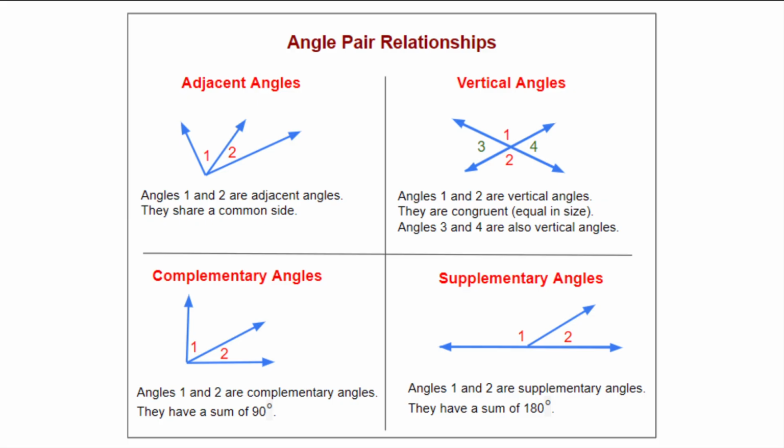So the first one is adjacent angles. We already talked about this one, but two angles that share a common ray in the middle of them are adjacent. That means next to each other. Vertical angles are angles that are across from each other.